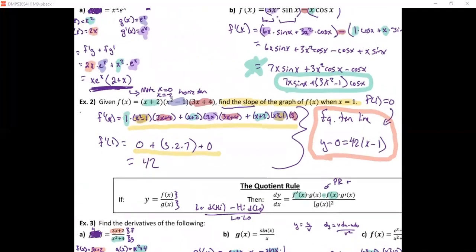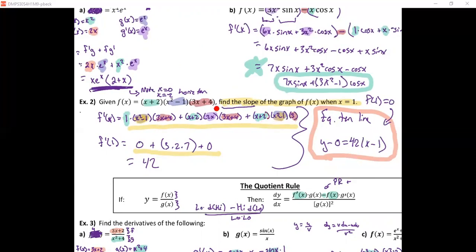Example number 2, given a function, this is where we get to use the extended product rule. We have our 3 functions. Our goal is to find the slope of the graph of f when x equals 1. So if you notice, I have these color-coded. This is a little bit yellow right now. But the derivative of the green times the other 2 functions, plus the derivative of the blue times the other 2 functions, plus the derivative of the red times the other 2 functions.